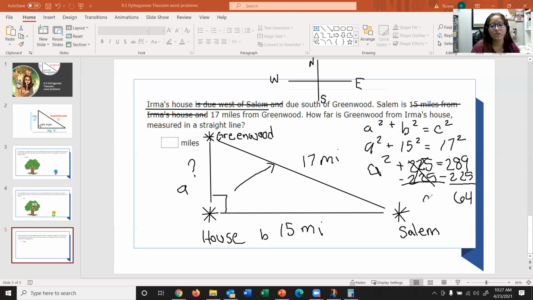If we bring down a squared, we're almost finished, but we still have that exponent with a. So now we have to find the square root of both sides. Now we're going to take that inverse operation to get our final answer. So this is going to cancel for us, leaving us with just a. And the square root of 64 is going to be 8 because we know that 8 times 8 is going to give us 64. So we would say that a is equal to 8. What that means is that Greenwood is 8 miles from Irma's house.